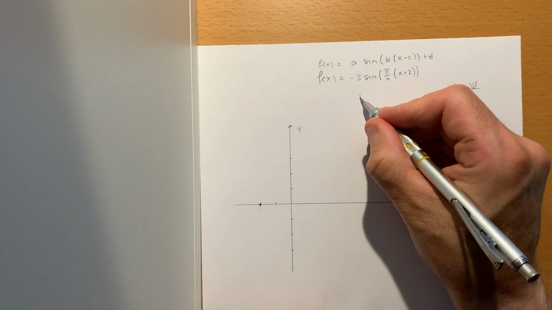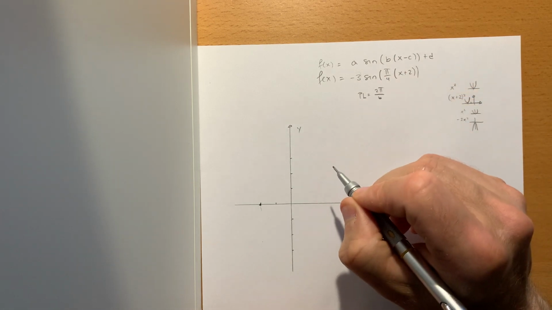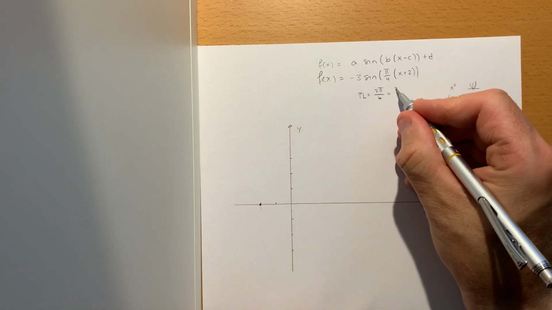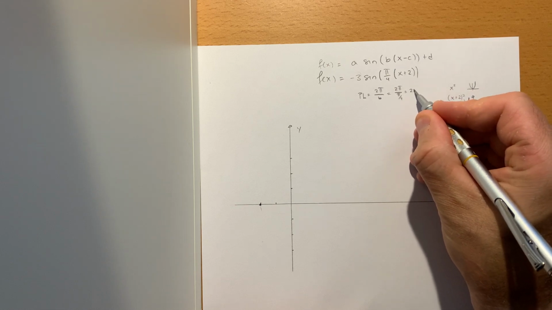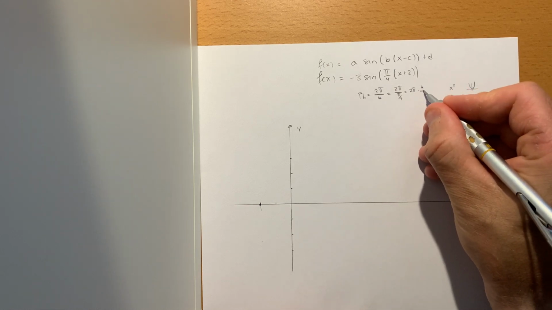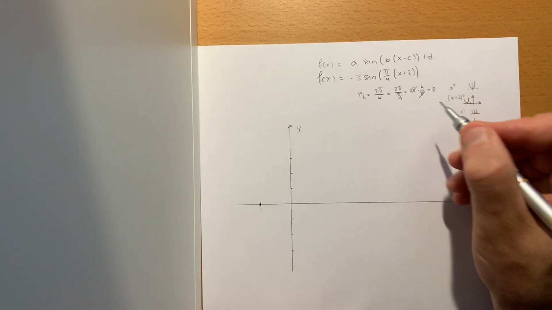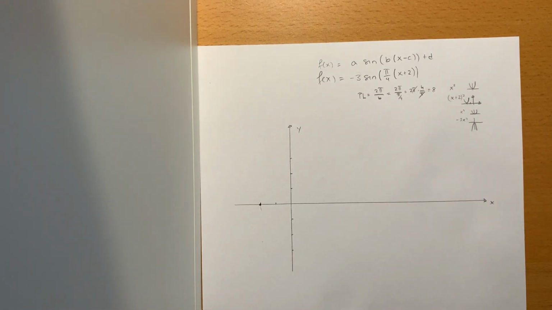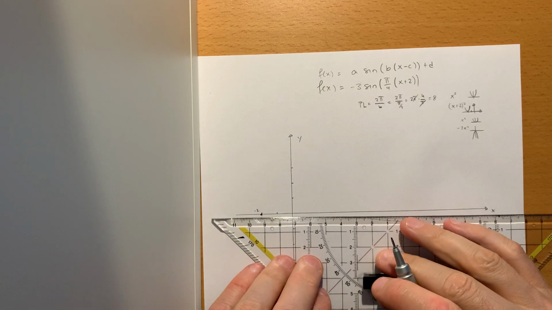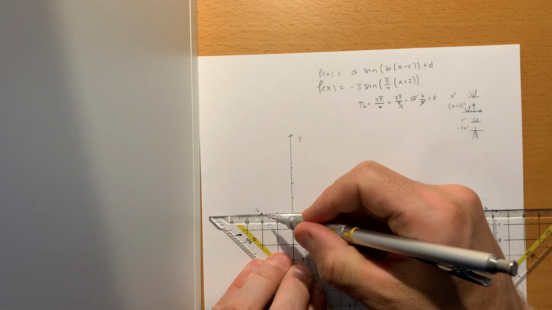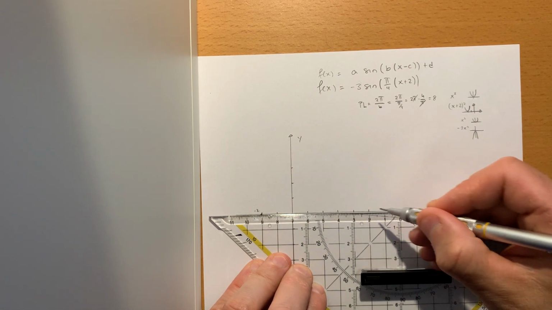Now the period length is 2 pi divided by b. And we're very lucky here because 2 pi divided by pi quarters, look, that's 2 pi times 4 over pi. So pi cancels, and we can see the period length is 8. So from here, minus 2, we go 8 to the right: 1, 2, 3, 4, 5, 6, 7, 8.